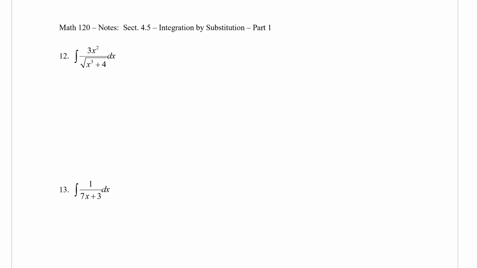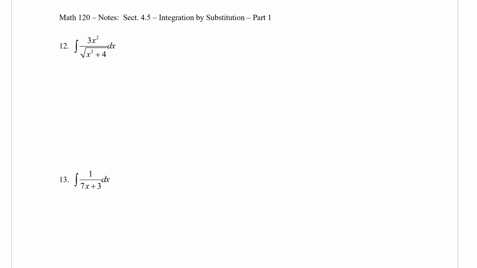Number 12, the integral of 3x squared all over the square root of x cubed plus 4 and then dx out to the side. So here we have to be careful with what we choose as our inner function. I'm going to choose the x cubed plus 4. If we choose u equal to x cubed plus 4, notice what happens when we take the derivative. We're going to get du equals 3x squared dx, and we happen to have a 3x squared in the numerator of this function. So that's going to work out perfectly for us when we do our substitution.